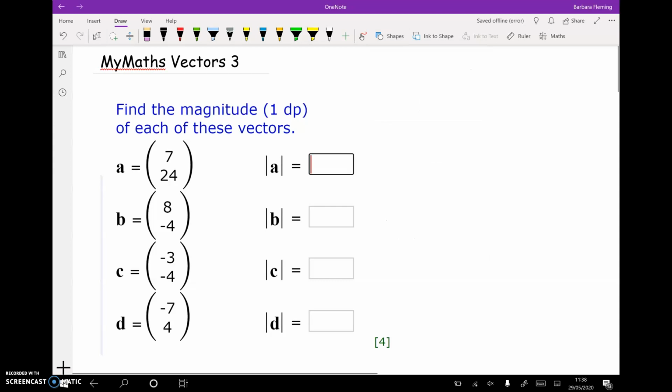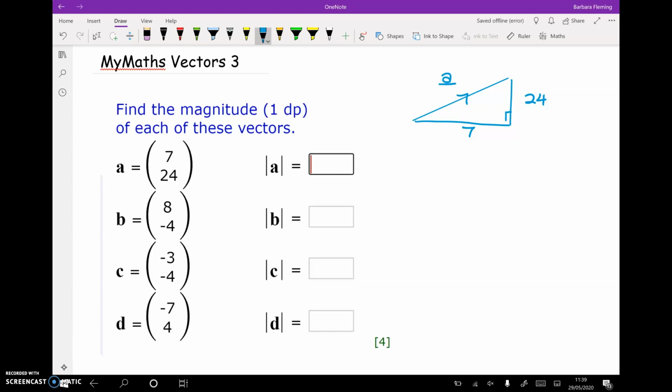So our vector A here, this is not an accurate sketch at all. Our vector A is 7 right and 24 up. As you can see, my sketch is really not very good. So we've got 7 right and 24 up for our vector A, and we want to find out how long our vector A is. And that's where we come into our right angle triangle. And we're finding the length of the longest side, our vector A, which is our hypotenuse.